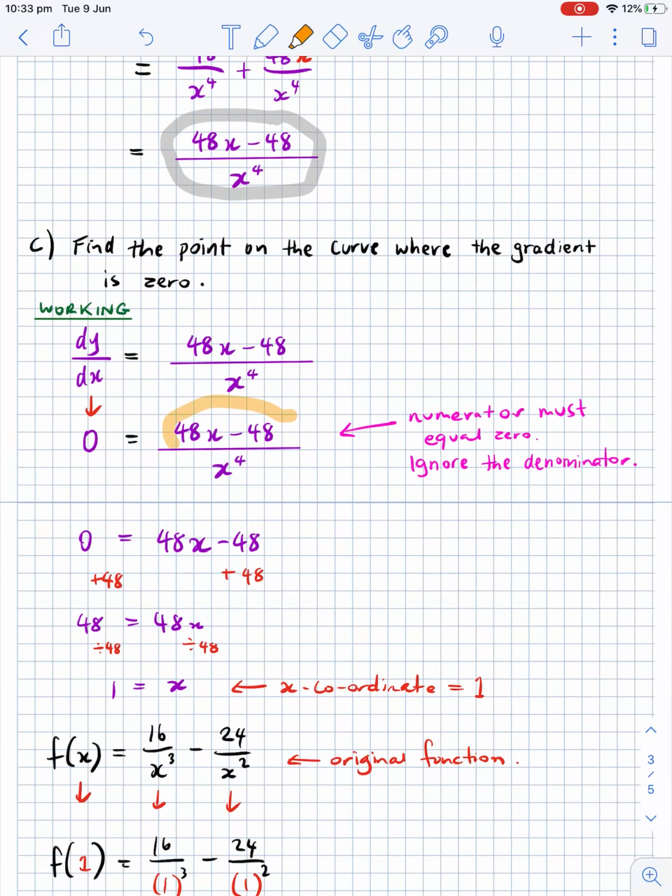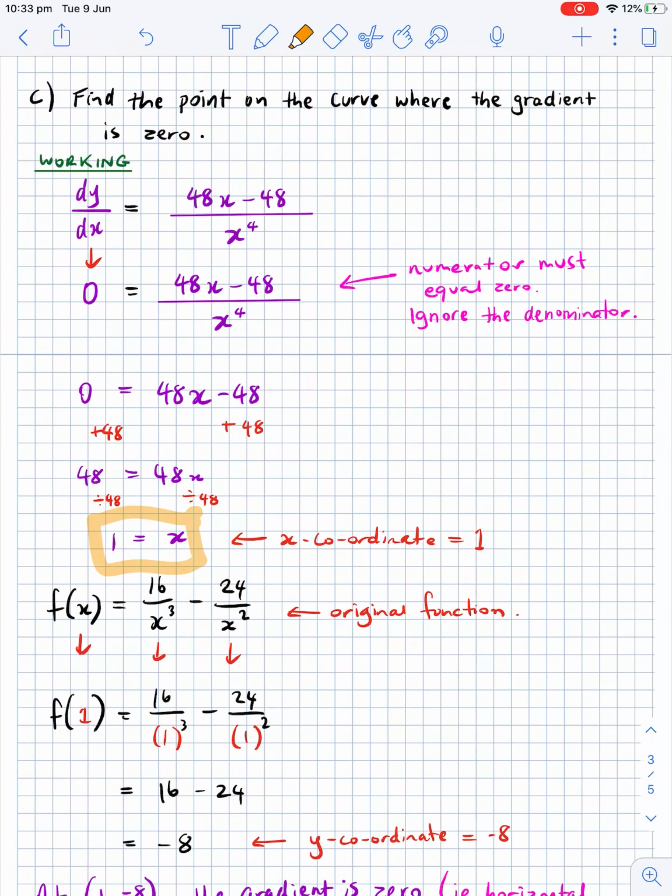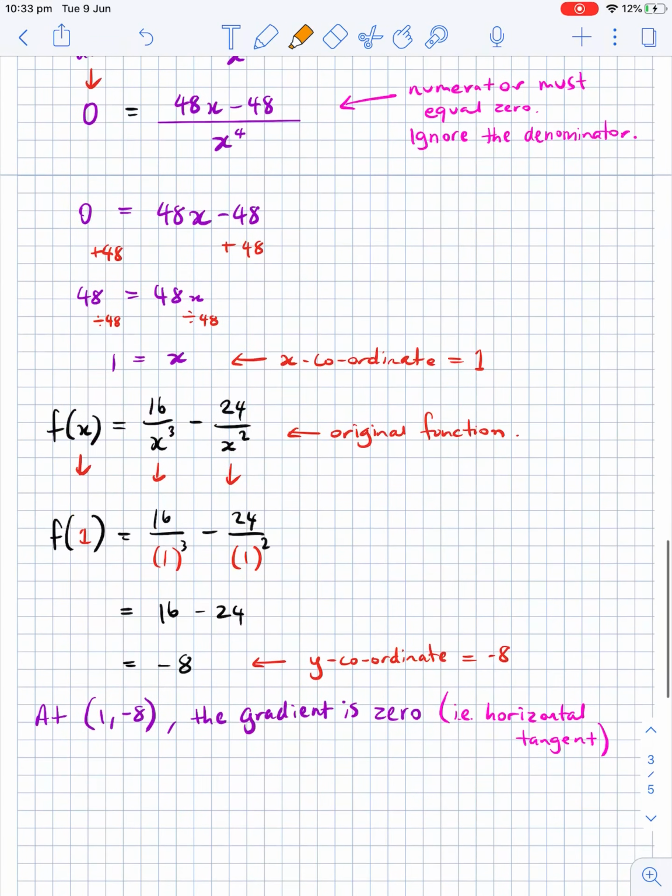And the way to do this is just look at your numerator, because we could just multiply both sides by x to the power of 4 and it stays 0. So we just want to know when this part equals 0. You can pretty much just forget about your denominator. So when does this equal 0? That's a nice easy equation. So we end up with x being equal to 1. So when x equals 1, the gradient is definitely 0.